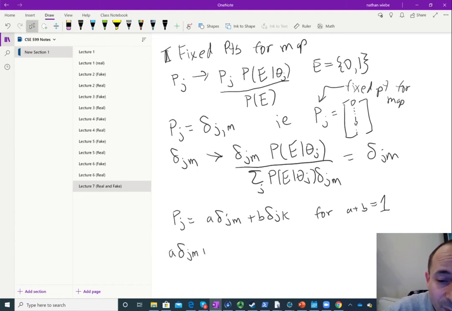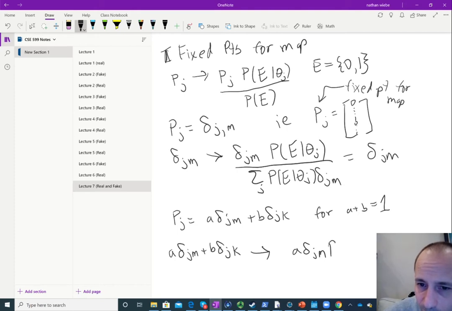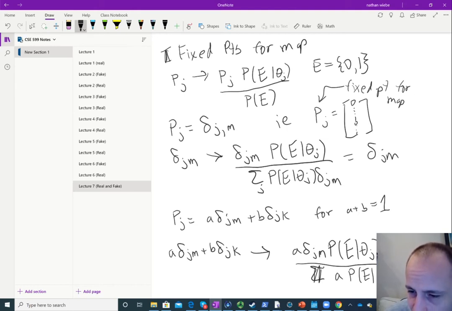a delta jm plus b delta jk maps to a delta jm p of e given theta j plus b delta jk p of e given theta j divided through by the normalization, which is, once we do the sum, we end up getting a p of e given theta m plus b p e given theta k.